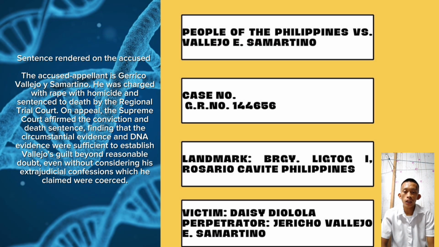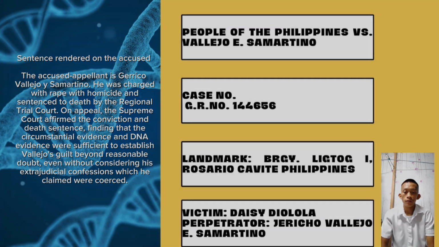Sentence rendered on the accused. The accused-appellant is Jericho Vallejo Isa Martino. He was charged with rape with homicide and sentenced to death by the Regional Trial Court. On appeal, the Supreme Court affirmed the conviction and death sentence, finding that the circumstantial evidence and DNA evidence were sufficient to establish Vallejo's guilt beyond reasonable doubt, even without considering his extrajudicial confession, which he claimed was coercive.